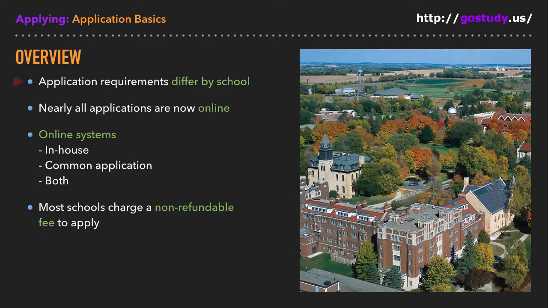Every college, university, and English school in the United States manages applications a little bit differently. Nearly all now use paperless, online application systems, which makes the process really easy. Some schools have their own in-house application systems. Others use the Common Application, which I talk about in another lesson, and still others use both, then give prospective students the option of using whichever one they want. Most, but not all schools require prospective students to pay a non-refundable fee when applying.